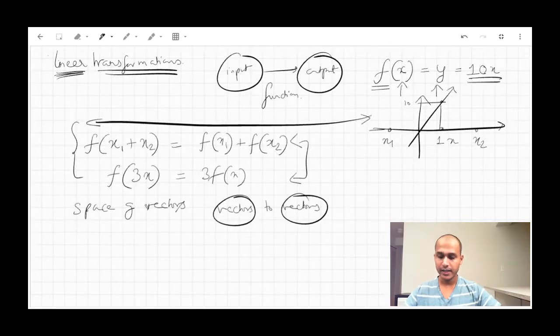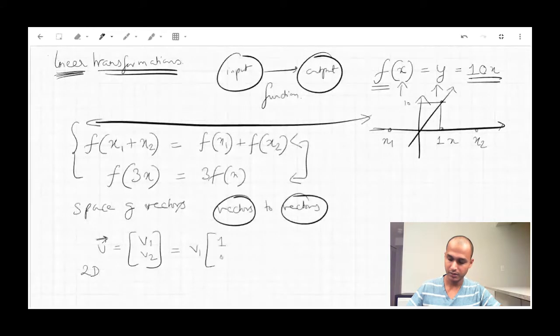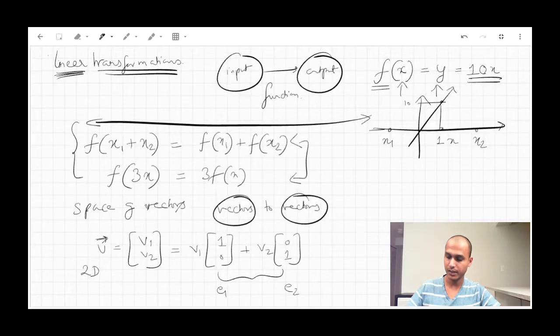Now let's understand linear transformation from the perspective of basis functions and basis vectors. And why is that? Think of any generic vector, let's say v, taking values v1 and v2 in 2 dimensions. This is an example in 2 dimensions. So this vector is nothing but v1 times (1, 0) plus v2 times (0, 1). And these two were the standard basis vectors, e1 and e2, right? Standard basis.